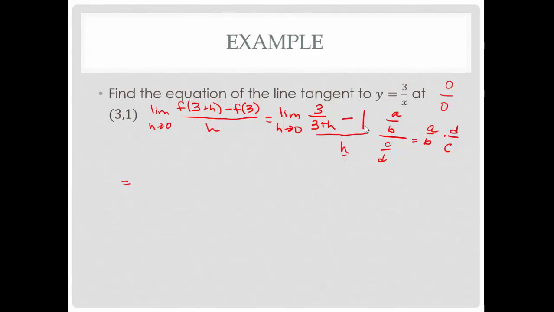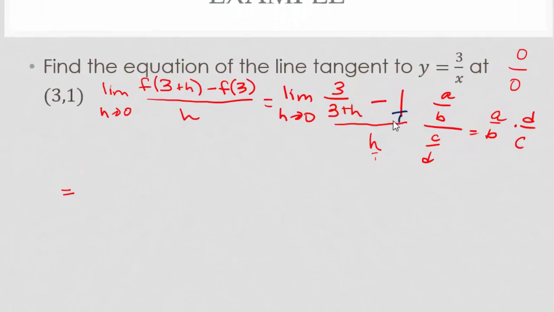Technically, this is 1 over 1. The common denominator will be 3 plus h. This one already has it. So we consider 1 to be 3 plus h over 3 plus h. That will give us the common denominator that we're going to need in order to be able to subtract these. So when we put our numerator together, we get 3.